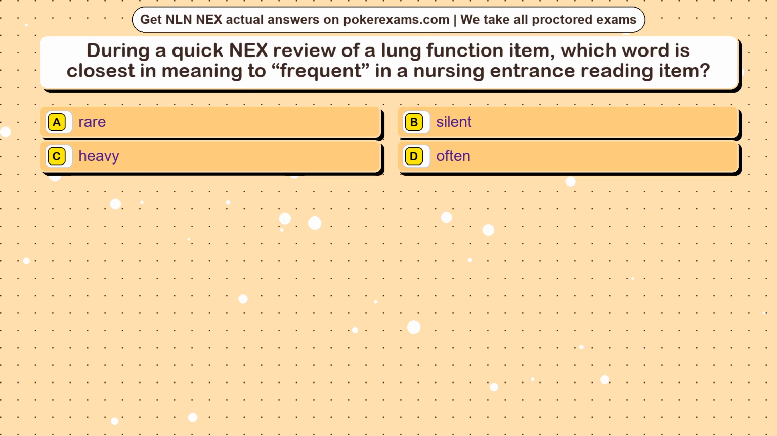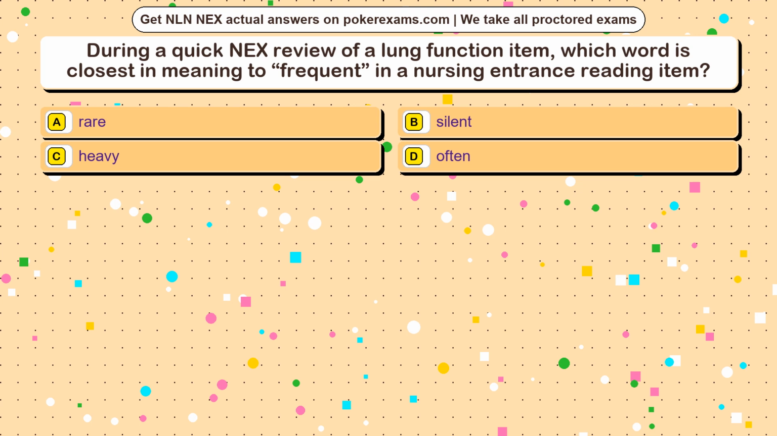Question 2. During a quick NEX review of a lung function item, which word is closest in meaning to frequent in a nursing entrance reading item? Option A, rare. Option B, silent. Option C, heavy. Option D, often.